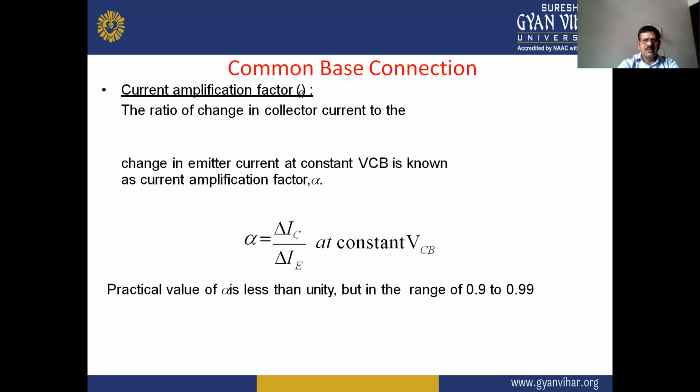The practical value of alpha is less than unity, in the range of 0.9 to 0.99. So this is the value of the current amplification factor. Basically, current amplification factor alpha is the change in collector current to change in emitter current at the constant collector to base voltage. So this is the current amplification factor in the common base connection.